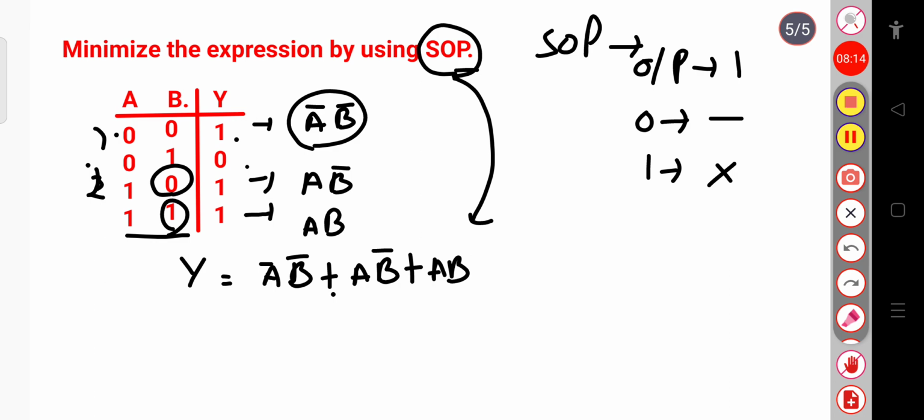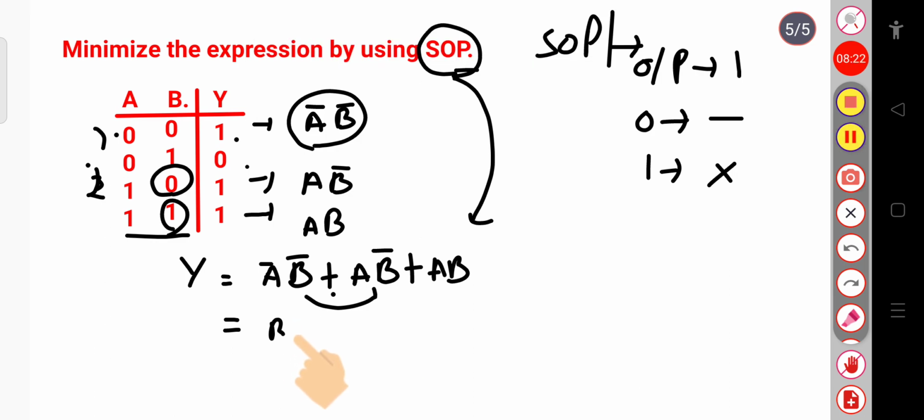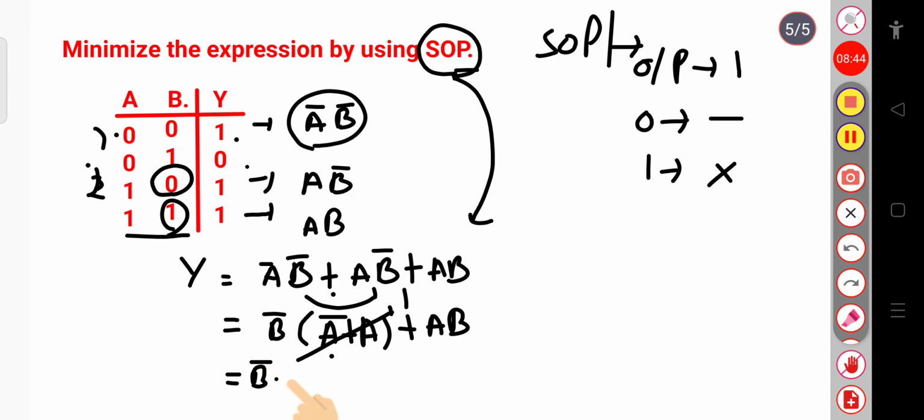Then if you solve this, this will be equal to, taking B bar common, here it will be A bar plus A, and the last term remains as it is, that will be AB. A bar plus A gives 1, because if one is 0, the other will be 1. So, this will be 0 plus 1, equal to 1. So, this will be equal to B bar plus AB.